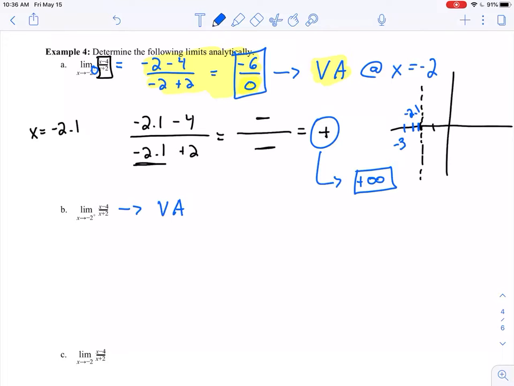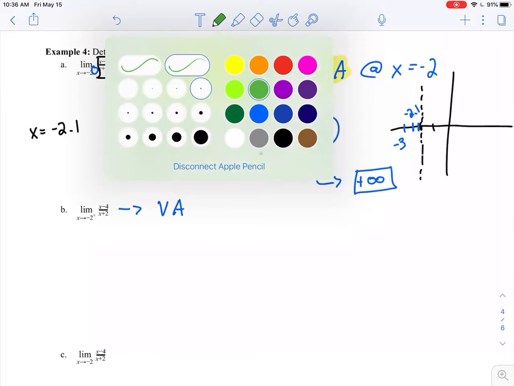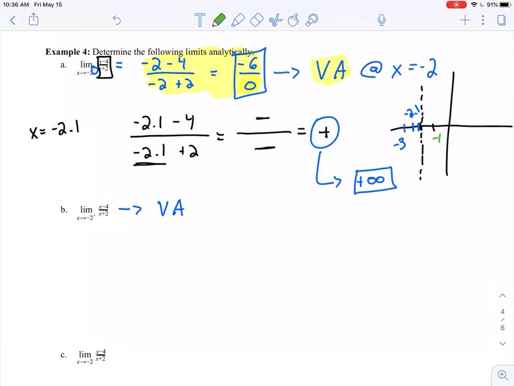I'm going to pick a number again that's very close to -2 on the right-hand side this time. So again, -1 or 0 over here, those are too far away. I'm going to pick something very close. In this case, I might pick -1.9 and plug that in. So if I take x equals -1.9 and plug this into my function, -1.9 minus 4 divided by -1.9 plus 2.